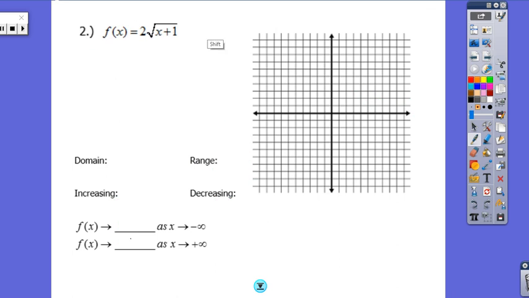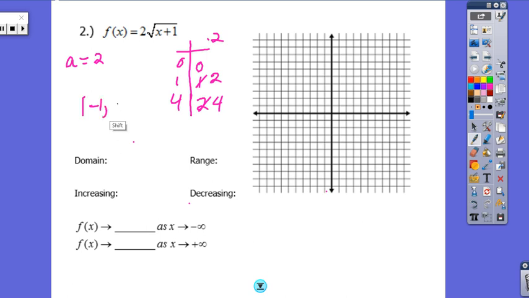All right, still a square root graph. 0, 1, 4, 0, 1, 2. It's all about recognizing that pattern when we see that square root. This time a is 2, so we're going to double. So this becomes 2 and 4. All right, h is negative 1 and k is 0. So that's where we're going to start counting, at negative 1, 0.